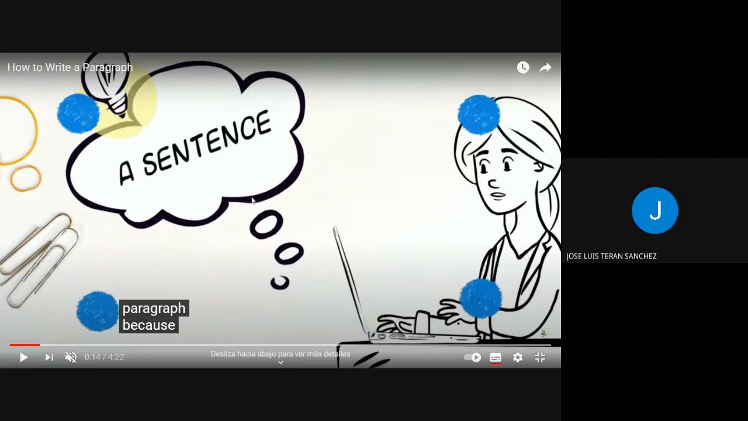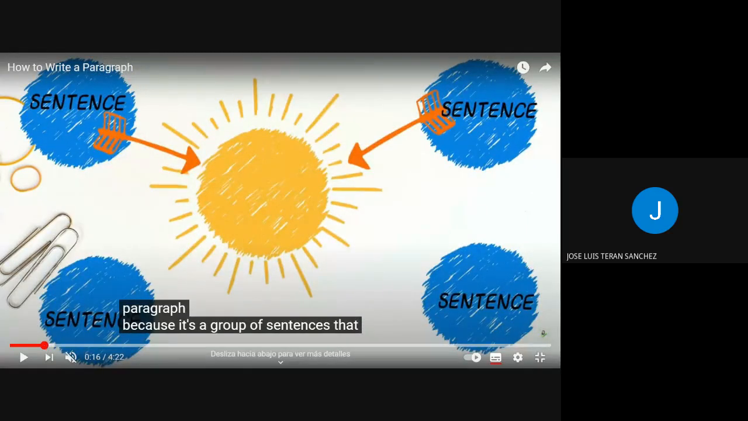the most important thing in a paragraph are sentences. So whenever we write a paragraph, we are going to compose the paragraph of sentences. A paragraph will be composed of sentences. In fact, it is recommended that we have a main sentence, which is that rounded thing that you have in the middle.